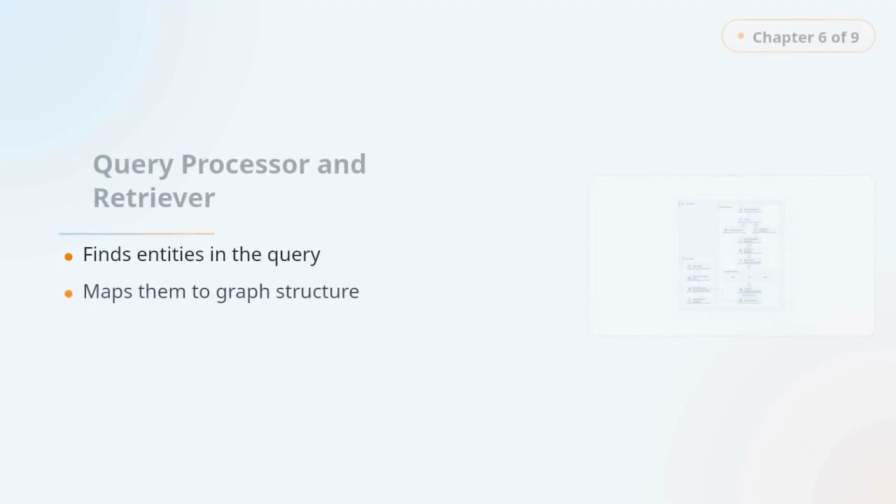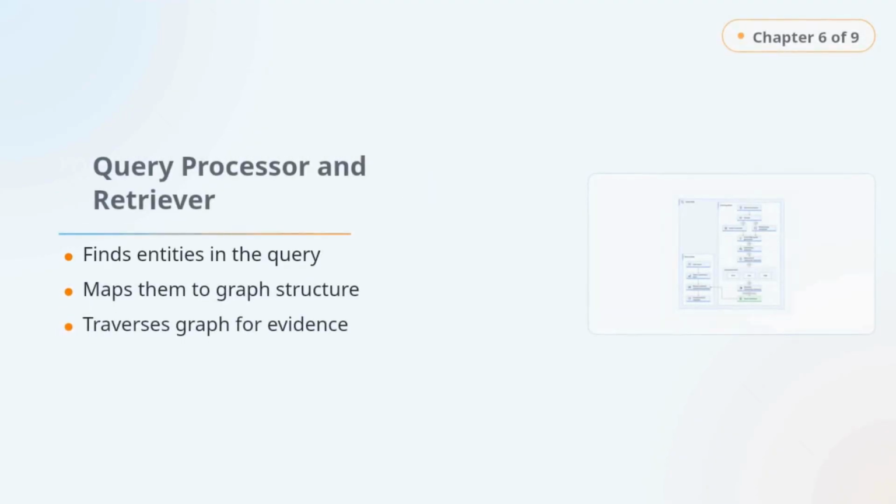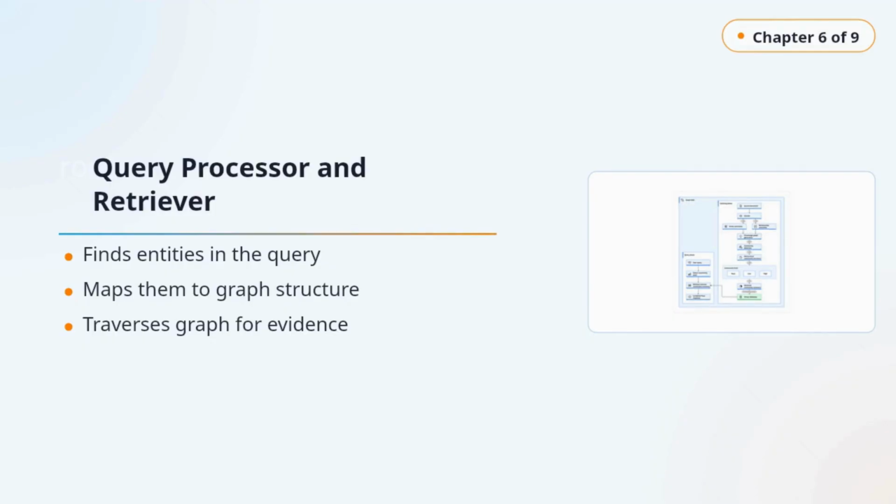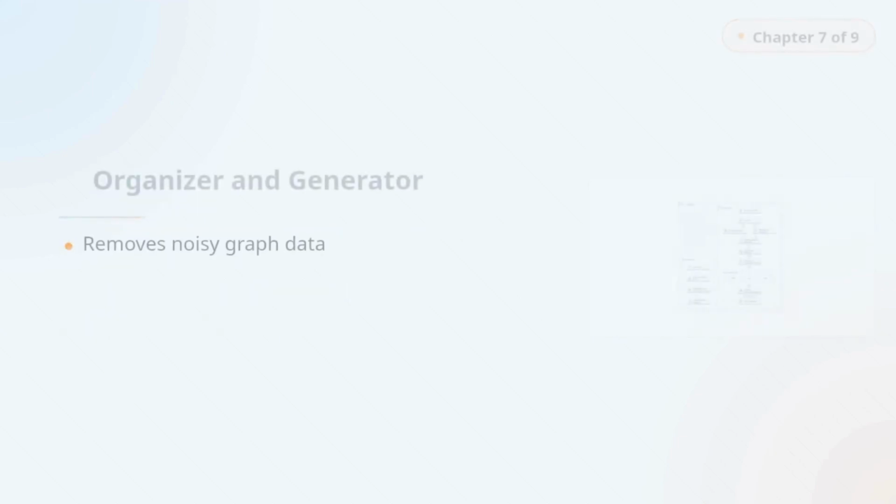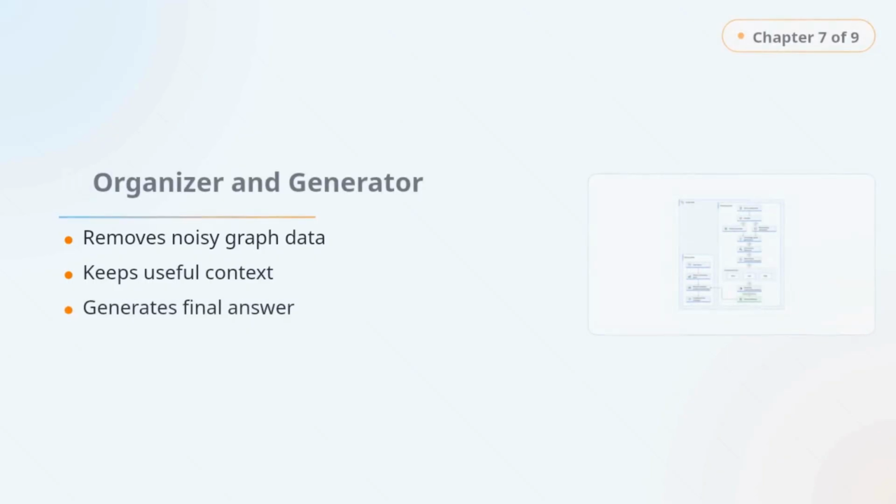The query processor starts by identifying important entities and relationships in the user's question. Techniques like named entity recognition and relation extraction help map the query to nodes and edges in the graph. Tools like Cypher can then query the graph directly. After that, the retriever searches the graph using both semantic and structural signals. It may use graph traversal methods like BFS or DFS, and in advanced systems even graph neural networks or adaptive retrieval strategies.